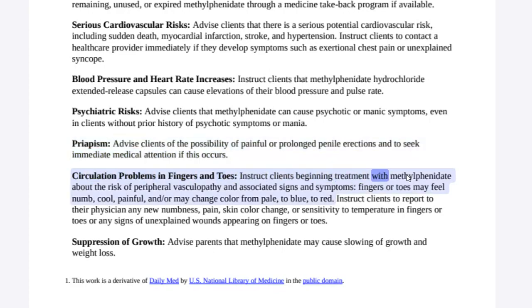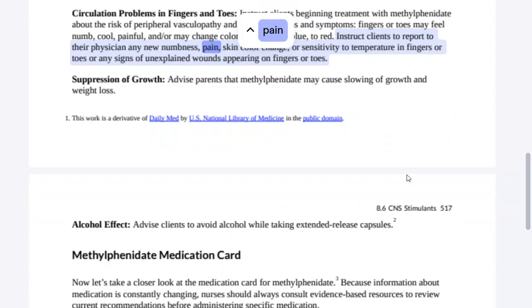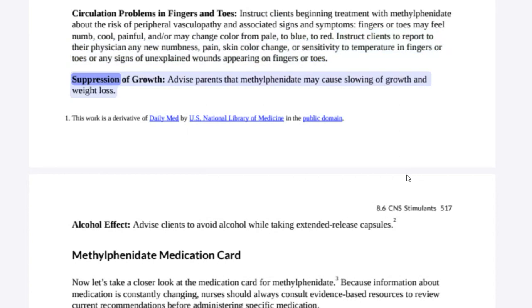Circulation problems in fingers and toes. Instruct clients beginning treatment with methylphenidate about the risk of peripheral vasculopathy and associated signs and symptoms. Fingers or toes may feel numb, cool, painful, and/or may change color from pale to blue to red. Instruct clients to report to their physician any new numbness, pain, skin color change, or sensitivity to temperature in fingers or toes, or any signs of unexplained wounds appearing on fingers or toes. Suppression of growth. Advise parents that methylphenidate may cause slowing of growth and weight loss. Alcohol effect. Advise clients to avoid alcohol while taking extended-release capsules.